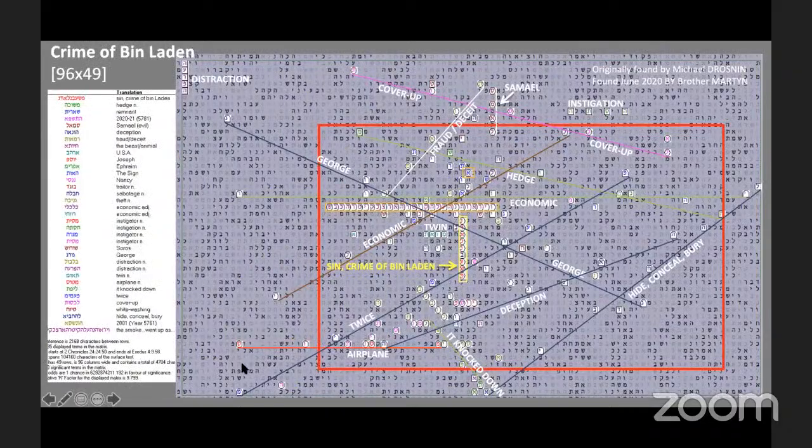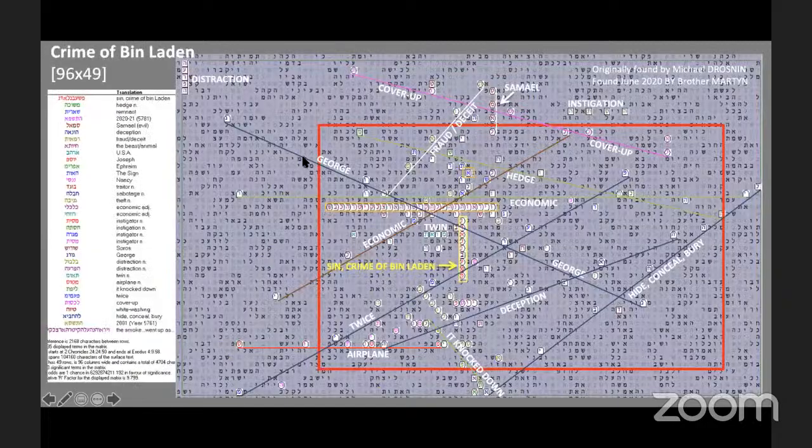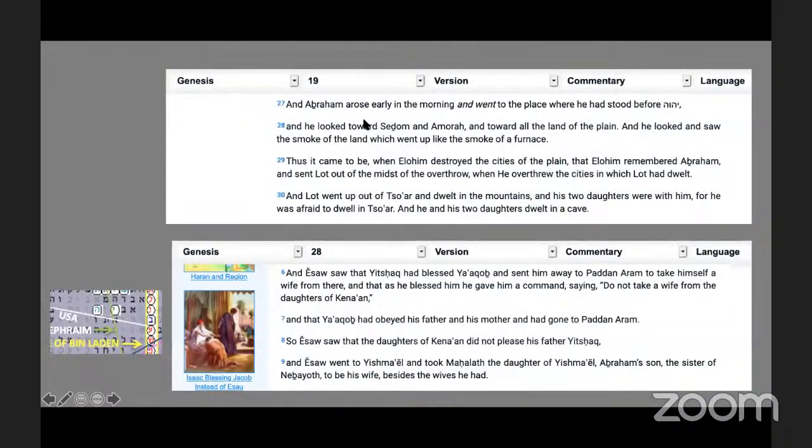You can look at the scripture in here. Where that phrase is, they saw smoke rising like a furnace, is here in Genesis 19. And he looked to Sodom and Gomorrah toward the land of the plain, and he looked and saw the smoke of the land, which went up like the smoke of a furnace.